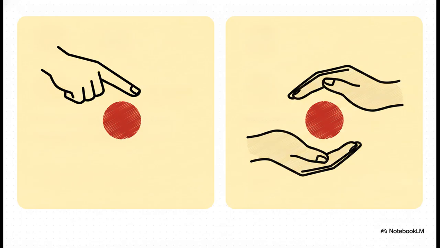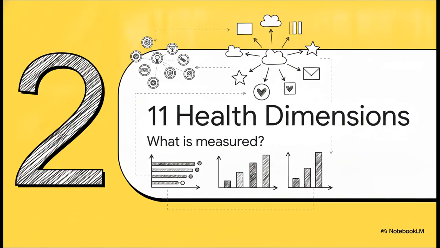Obviously, this requires a solid baseline of psychological trust. The system assumes you're giving honest input because the end goal is building self-awareness and driving targeted support, not punishing people for struggling. Moving right along to Section 2, let's explore the 11 health dimensions.